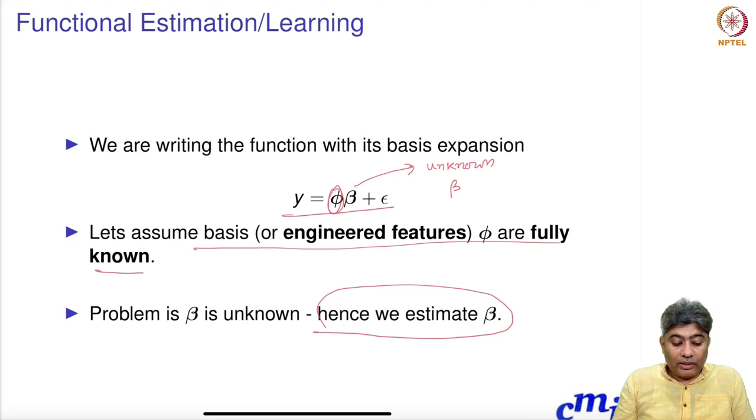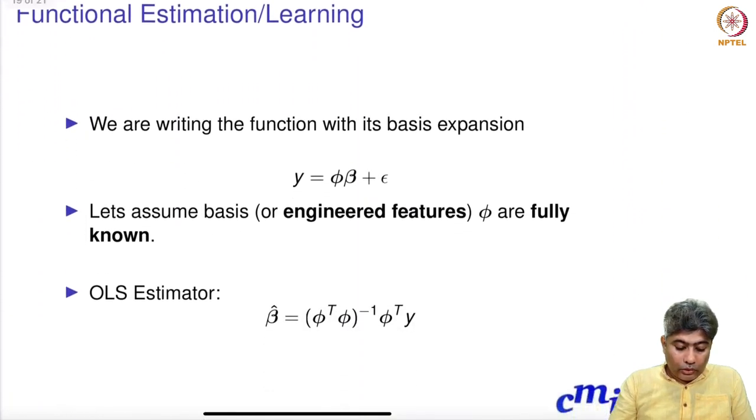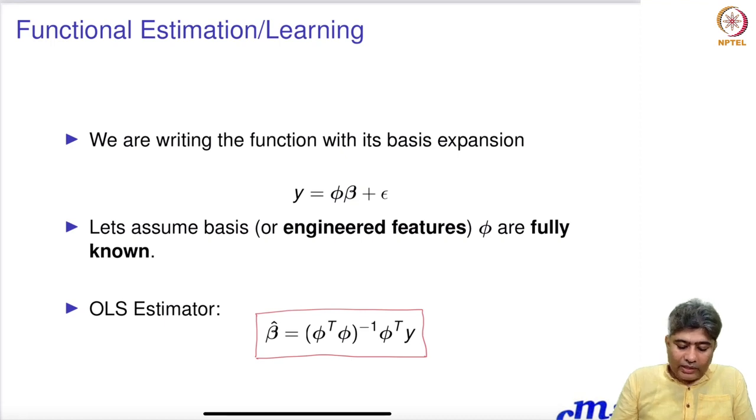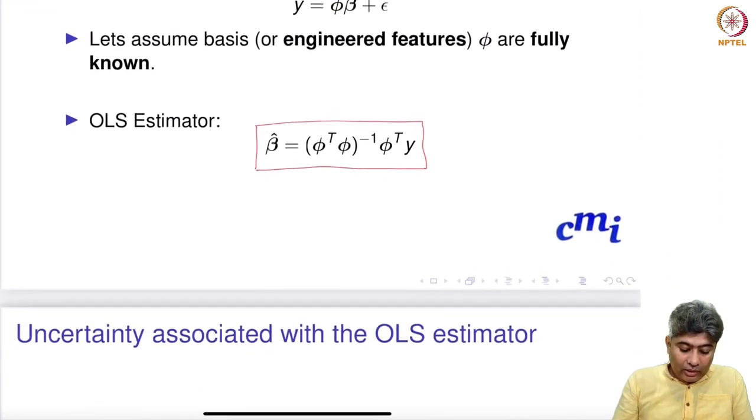And we want to estimate beta. This comes into something called functional estimation or functional learning. We'll talk about it more later. There are different methods of estimation for beta, and we can simply apply the OLS estimator, phi transpose phi inverse phi transpose y. We have done the same for the quadratic regression.